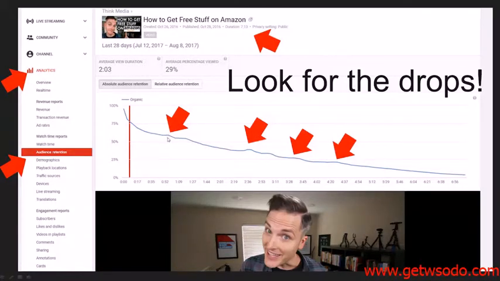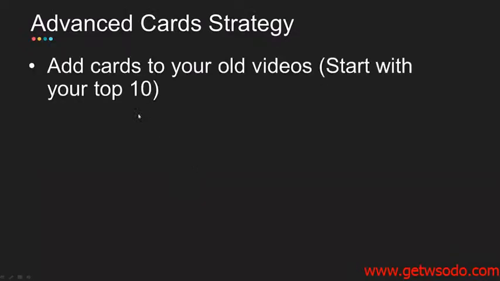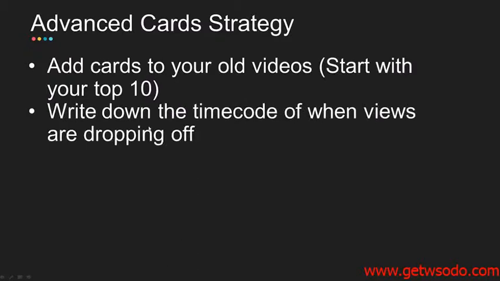That pop out of the YouTube card in the upper right hand corner could be something they see, they click on, and now they're still in your world, which is a great thing. So what you can do is add cards to your old videos, but I recommend starting with the top 10. Those are the ones I focus on. I don't try to go back and do this to every video in my library, but I do want to make sure that the top 10 in your analytics are optimized. The next thing is write down the time code of when the views are dropping off. So if it's a minute 30, you could write down a minute 30 and either remember that you need to do a few seconds before.